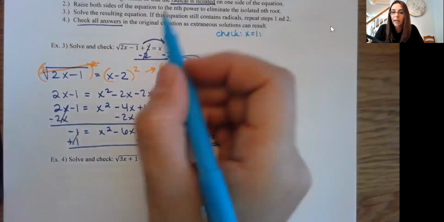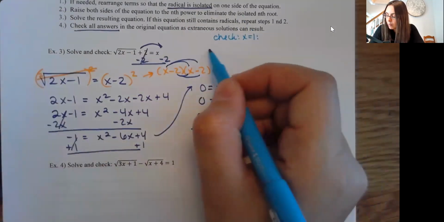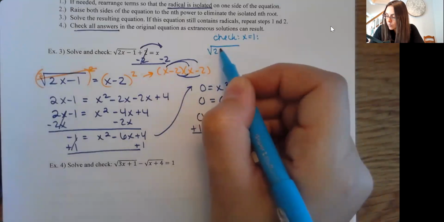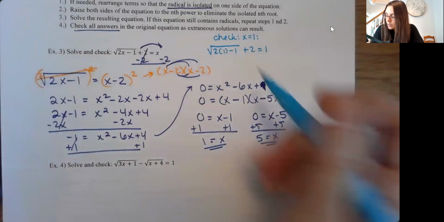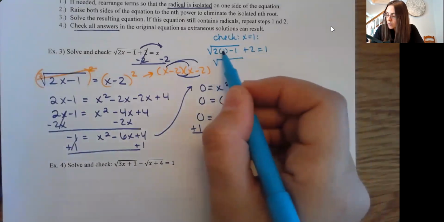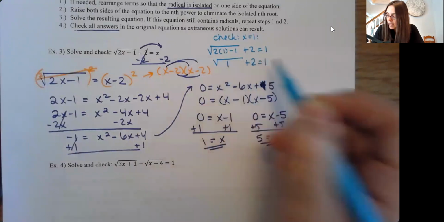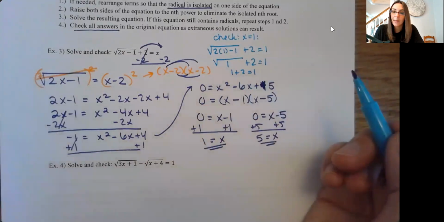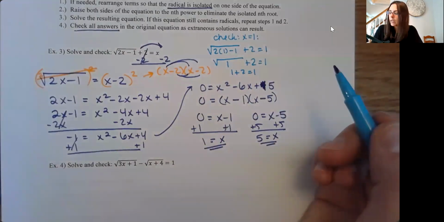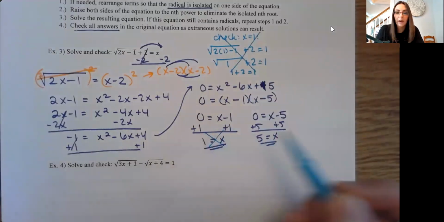You really do have to check because you could get extraneous solutions. So I'm going to plug it back into the original problem. So 2 times 1 minus 1 plus 2 equals 1. So this is the square root of 2 times 1 is 2 minus 1 is 1. And I'm getting the square root of 1 is 1. So I'm getting 1 plus 2 equals 1. That doesn't make sense, right? 1 plus 2 should be 3. So this looks like it must be an extraneous solution, and I'm going to have to throw that one out.